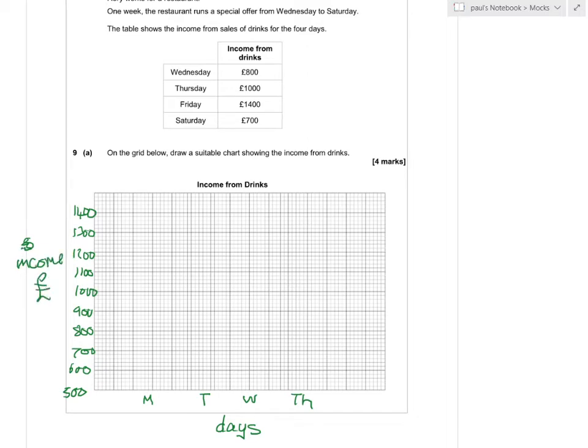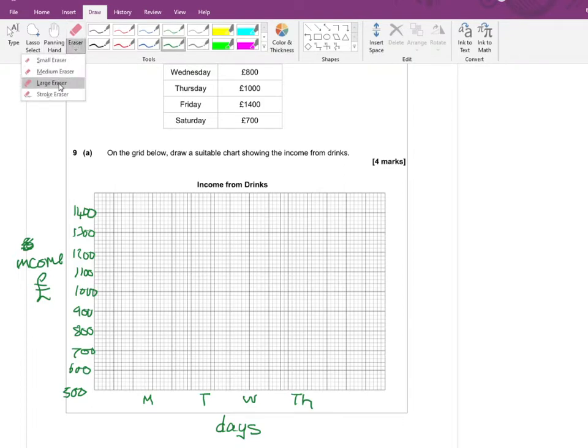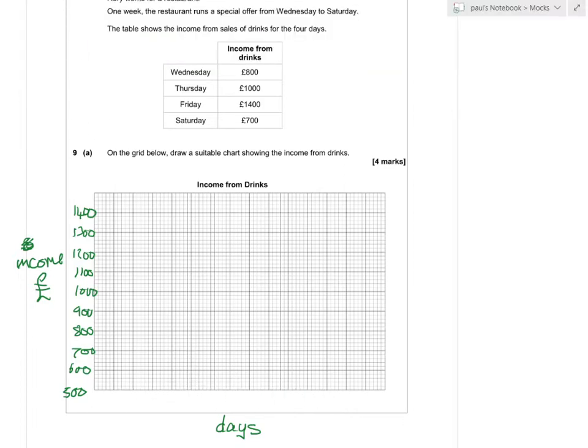in pounds. So don't forget to label all the stuff up, because they take points away, since it's worth 4 marks. So we've got Wednesday, Thursday, Friday, Saturday. What am I doing with those days? They're the wrong days. Never mind. So we'll call it Wednesday. 1, 2, 3. Thursday. 1, 2, 3. 1, 2, 3. Call that Friday, and 1, 2, 3. Call that Saturday.